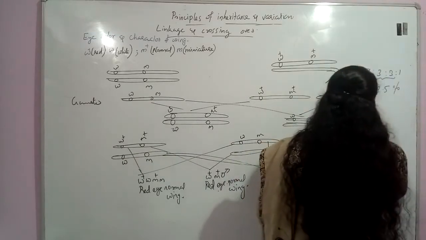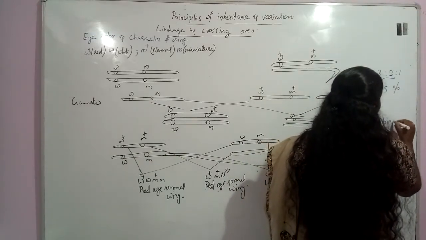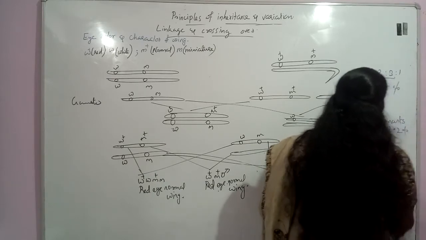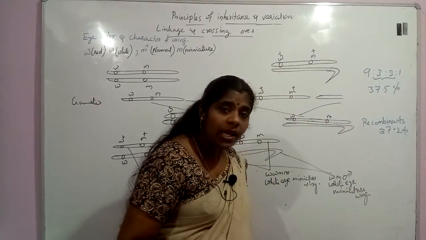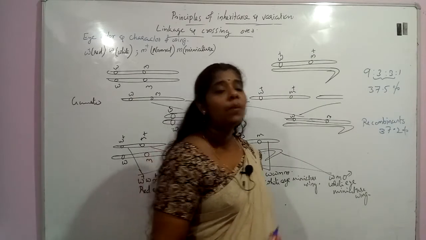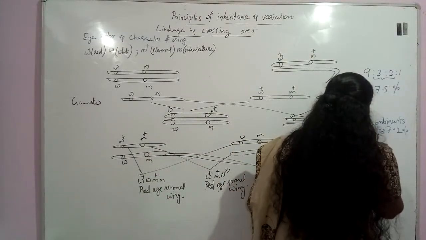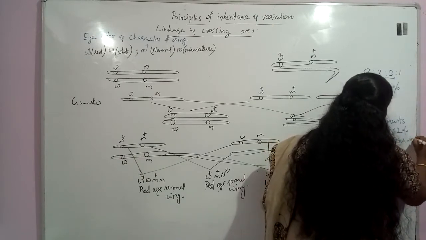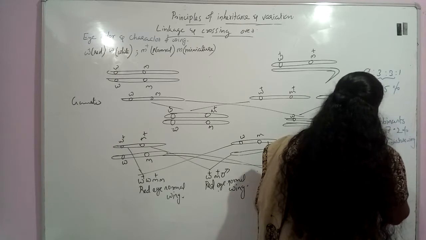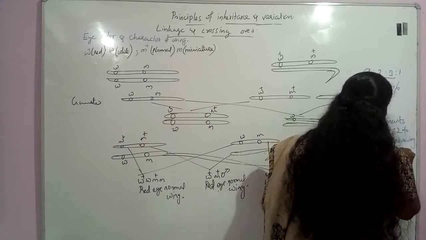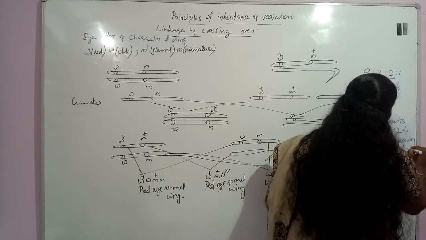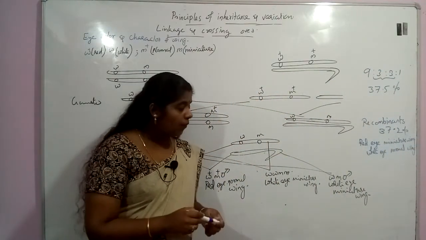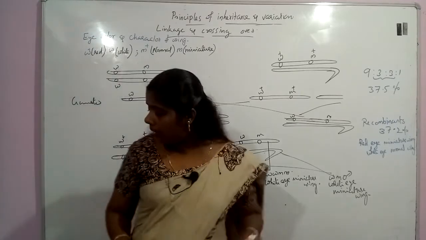How many recombinants did we get? It was 37.2%. What do we mean by recombinants here? Red eye miniature wing and white eye normal wing. These are the recombinants here. Now let us see how red eye miniature wing and white eye normal wing are obtained.